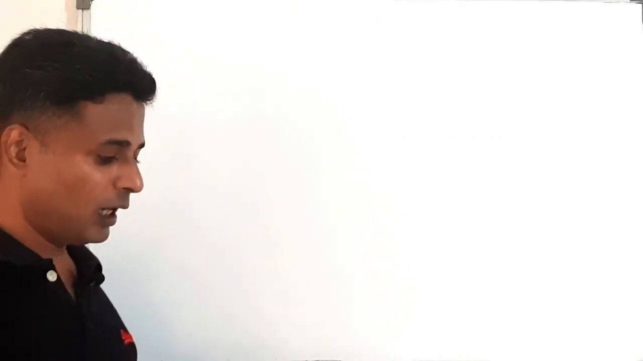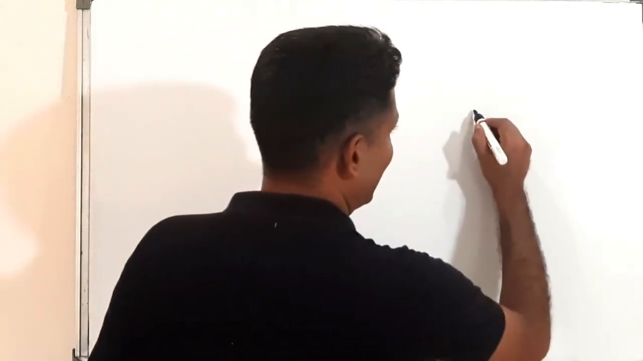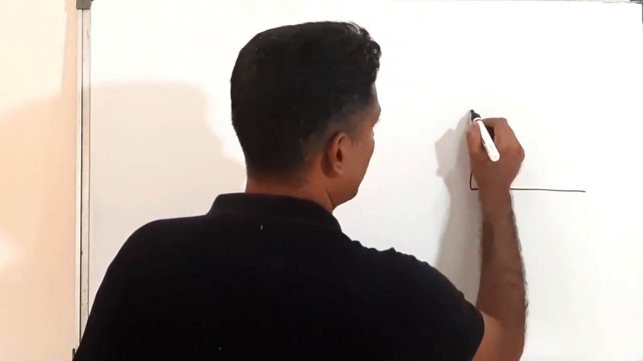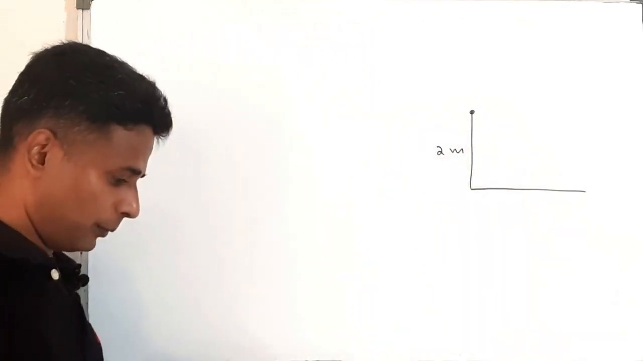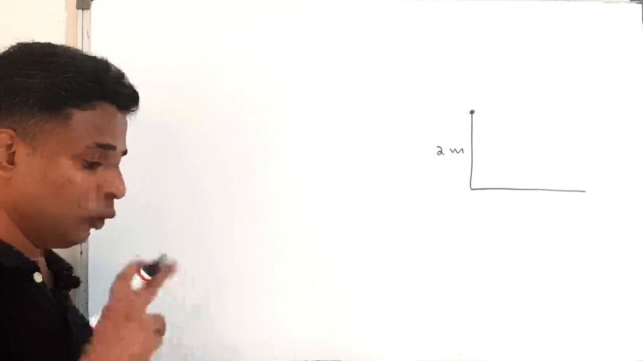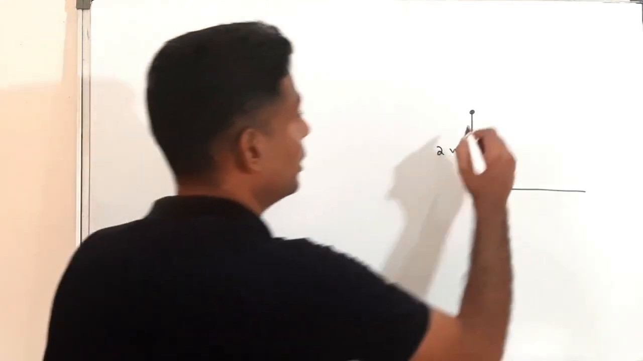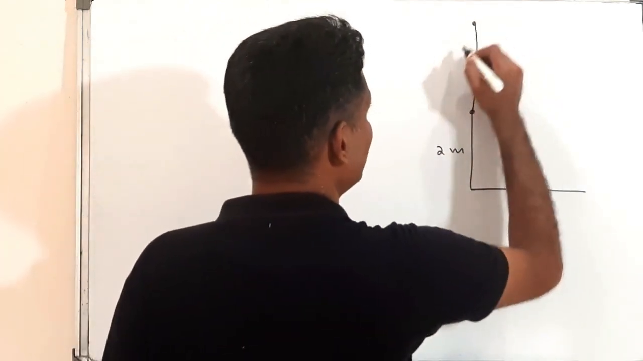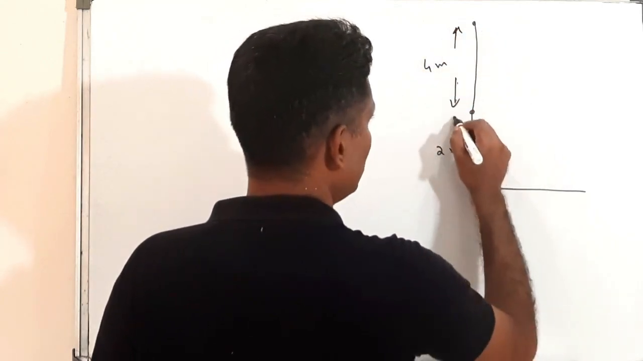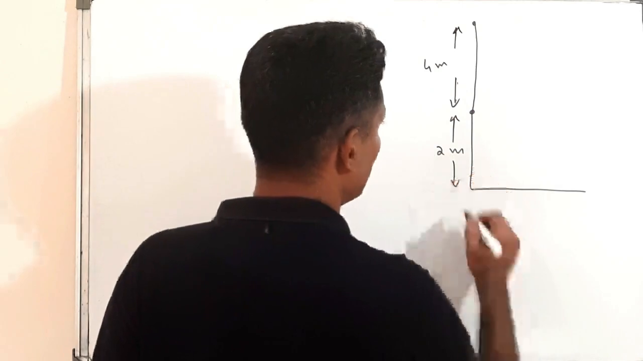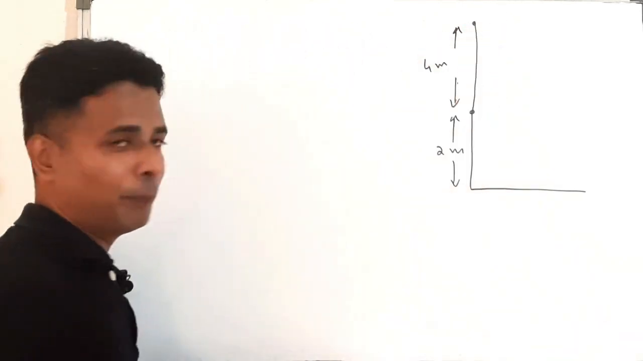The next question, guys. The lower window of a house is at a height of 2 meter above ground. So house has to be on a ground, and lower window, let's say this is 2 meter above ground. And its upper window is 4 meter vertically above the lower window. So upper window is 4 meter vertically above. So this much is 4, this much is 2. So this is the lower window, upper window.